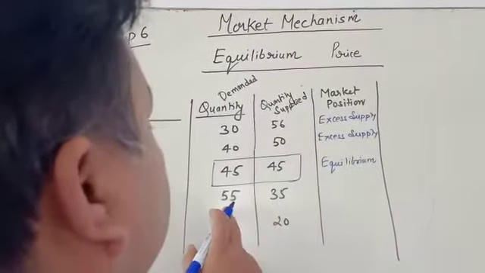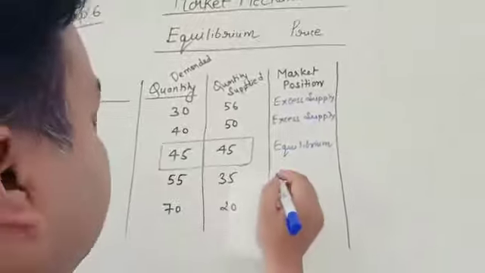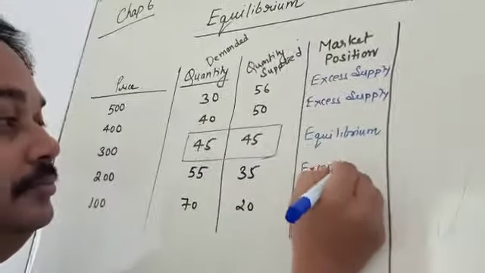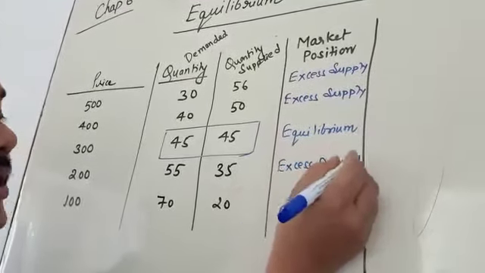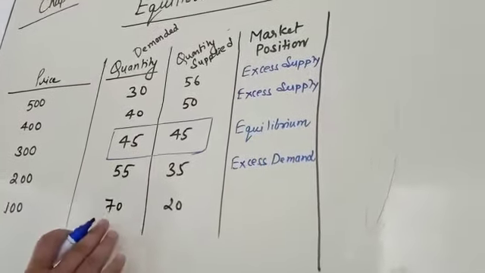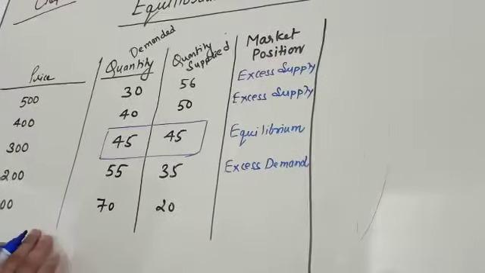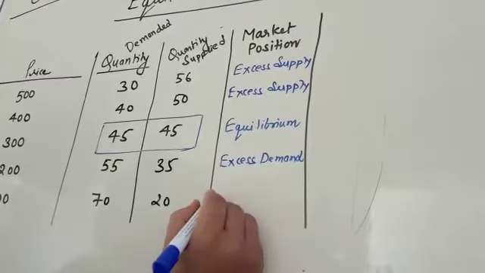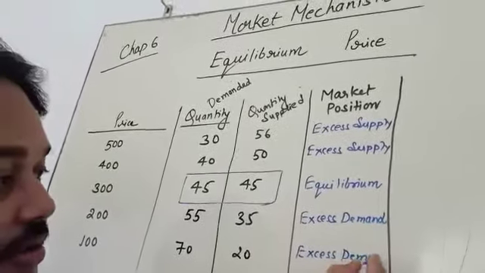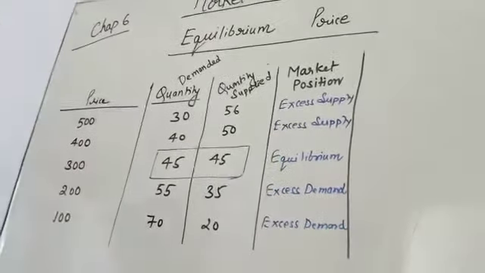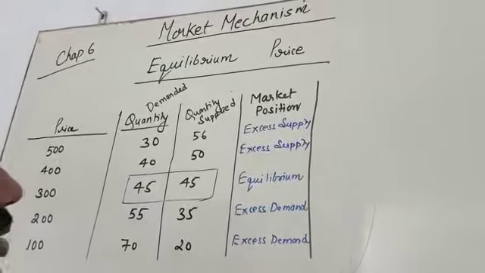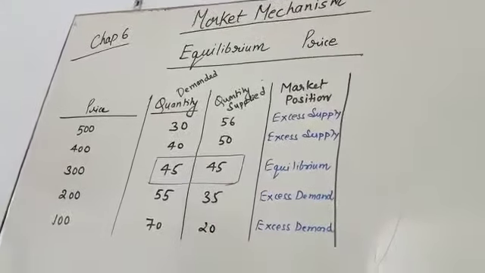So what is the next situation? Here quantity demanded is more than quantity supplied. This situation is called excess demand. In the same way, here quantity demanded is 70 and quantity supplied is 20. So this situation is called excess demand. My dear student, the effect of the price we are going to see with the help of a diagram.